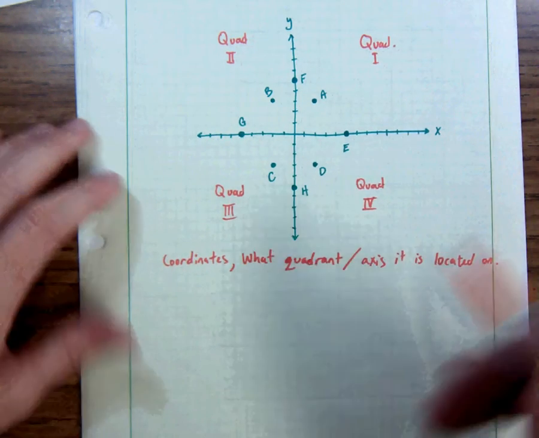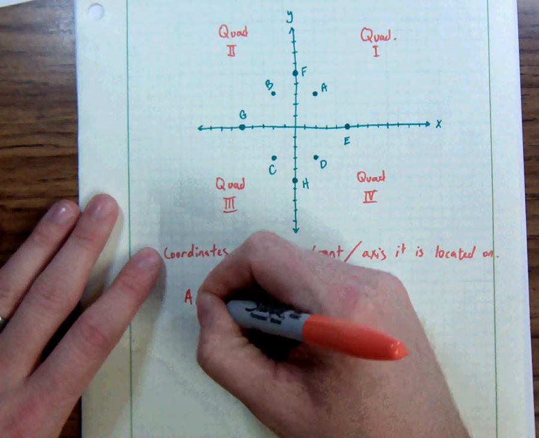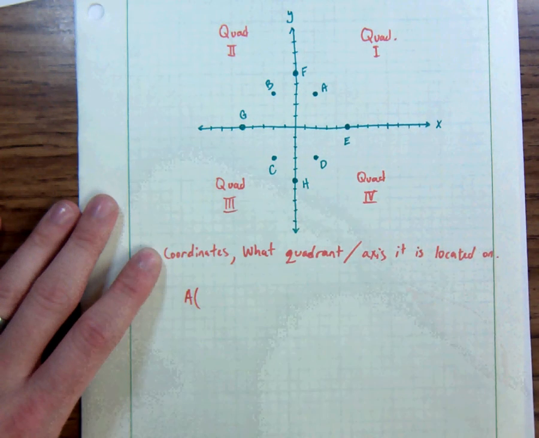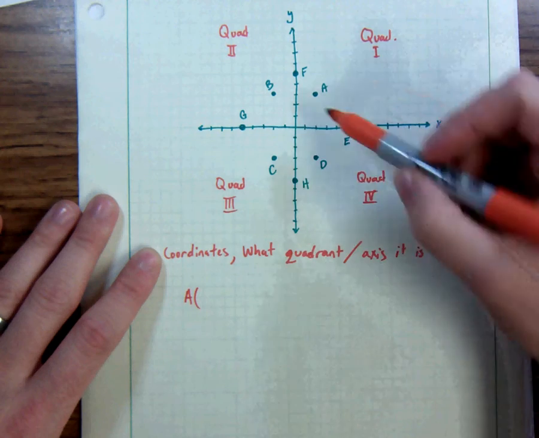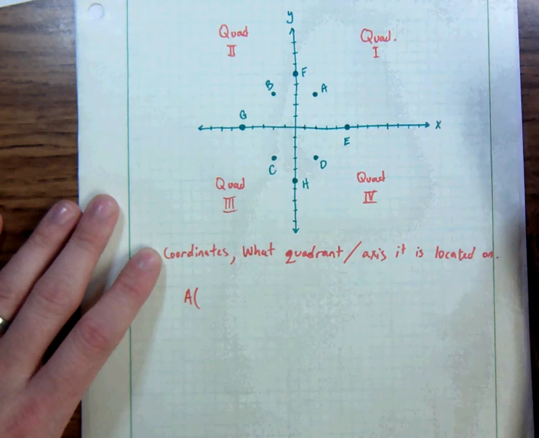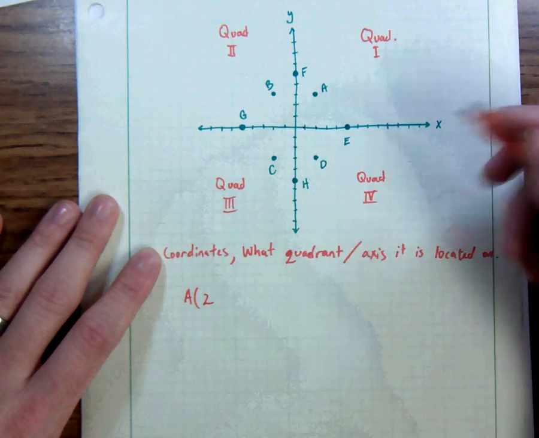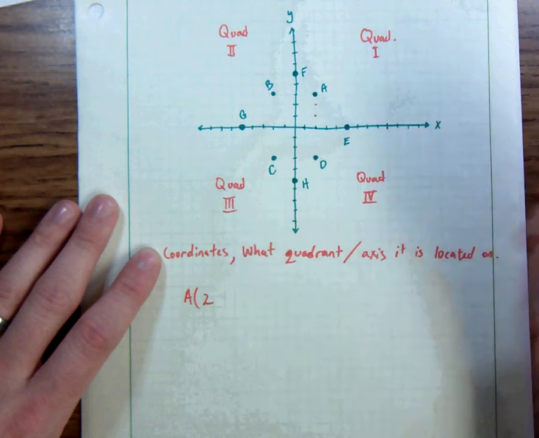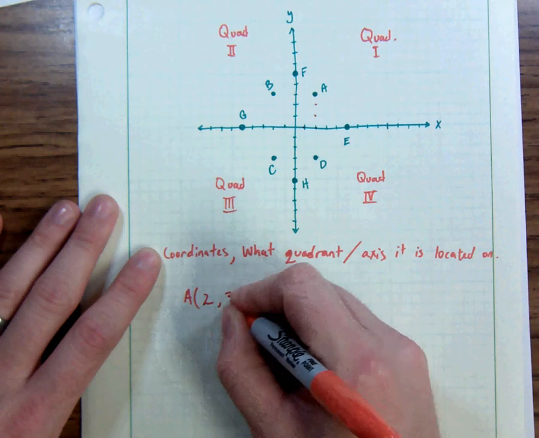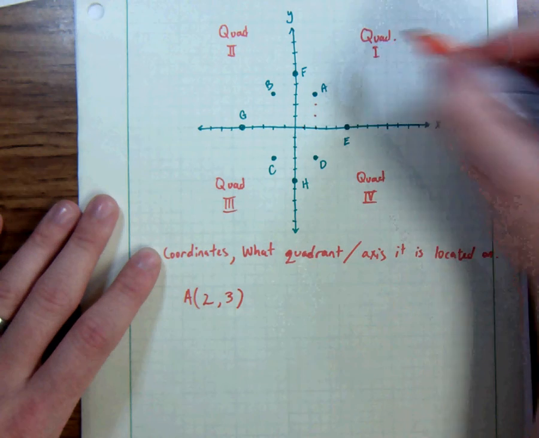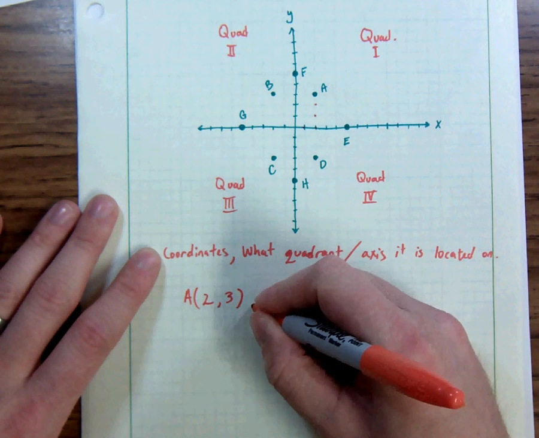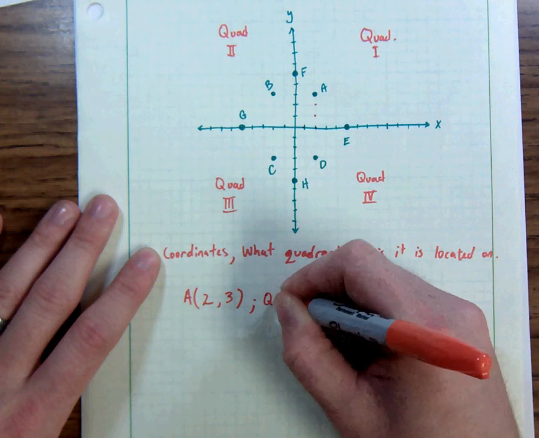All right, and so I'm going to start with A. So I want the coordinates of A first. So I look at A, it's right here. So I want my X coordinate. It's 1, 2 to the right, so 2, and it is 1, 2, 3 up. So 2, 3. And it is located in quadrant 1. So I'm just going to give Q1.